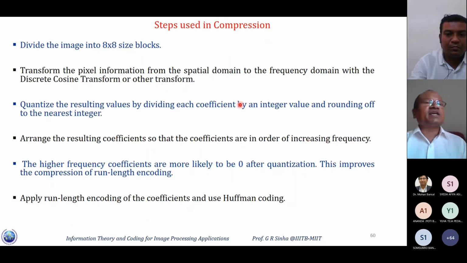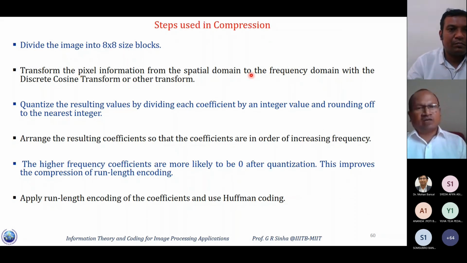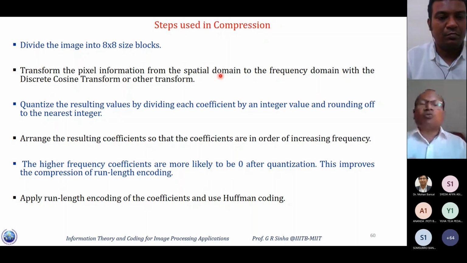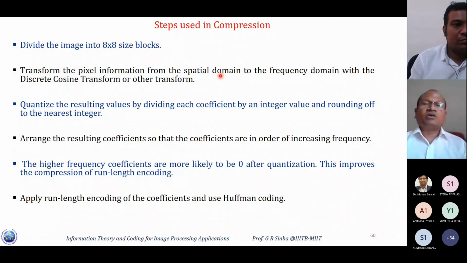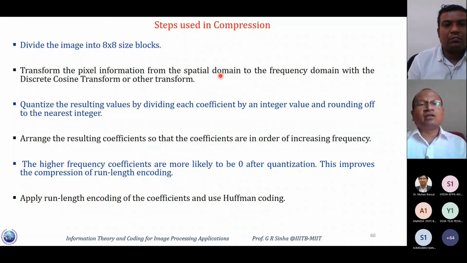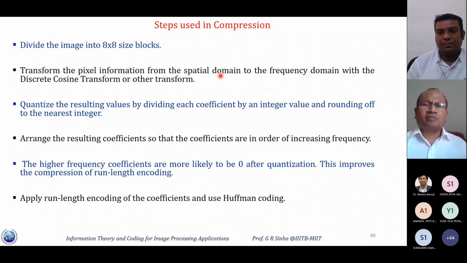Like it has been explained here: divide the image into 8 by 8 blocks, and transform the image using a certain transform, which converts the spatial domain into the frequency domain. Some of you may be interested. You can ask me why we convert our signal into the transform domain, and why we are not working directly in the spatial domain. There is a reason for that, but I want to complete this first. Then if time allows, you can ask me.